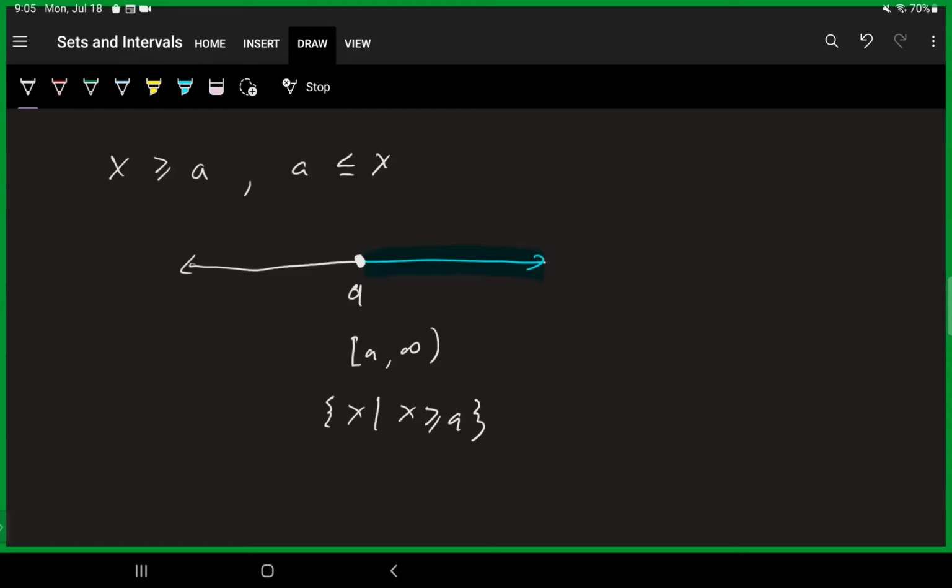If I were to have a non-strict inequality, I'd use a round parenthesis, and I'd get rid of the bar underneath the equal sign. And that's how I'd write those.